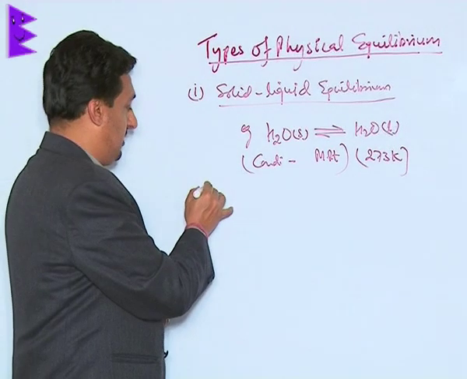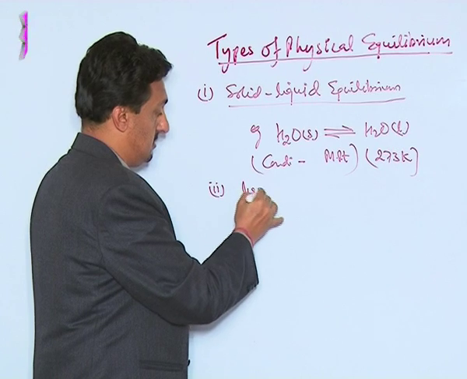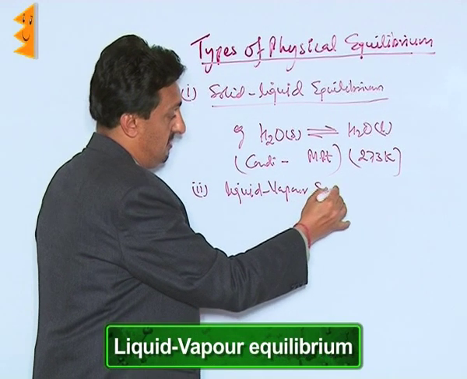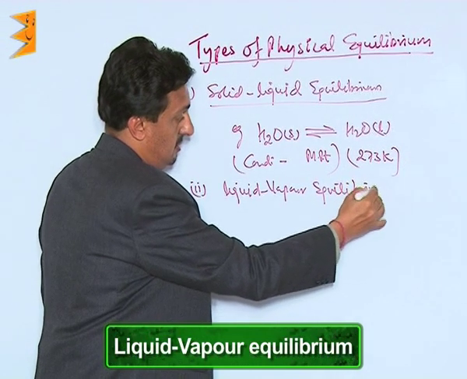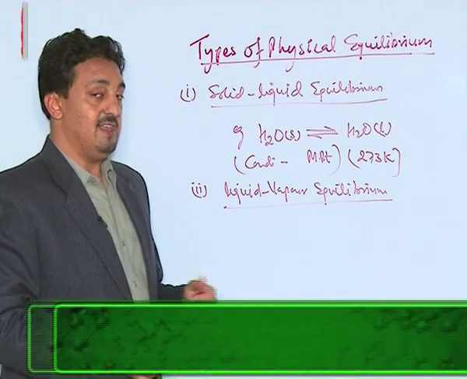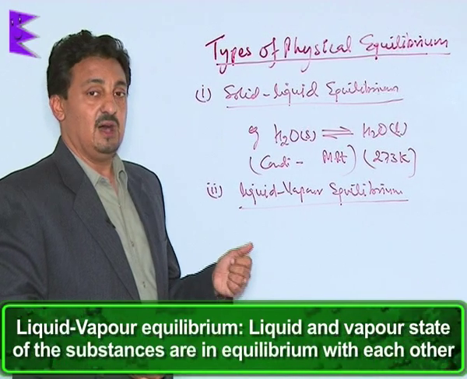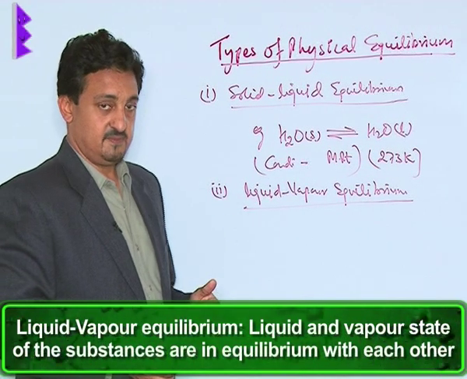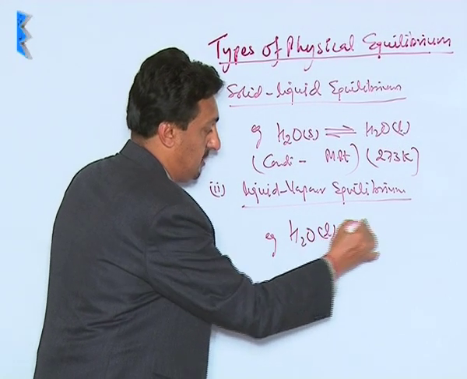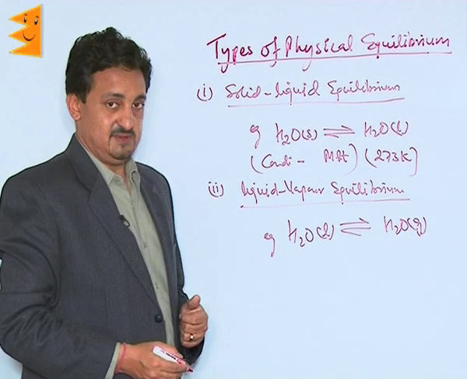The second type of equilibrium we can take is liquid-vapor equilibrium. As the name suggests, it is the kind of equilibrium in which the liquid and the vapor states of the substances are in equilibrium with each other. Like we can take the example of water in liquid state in equilibrium with its vapor state.